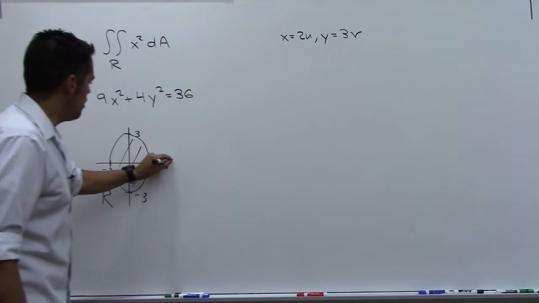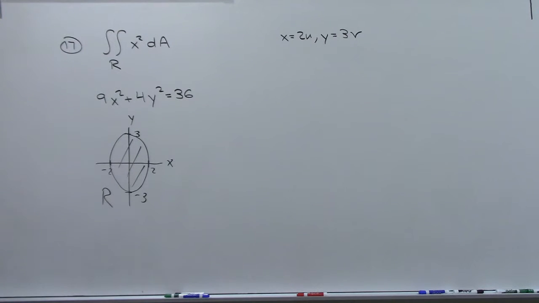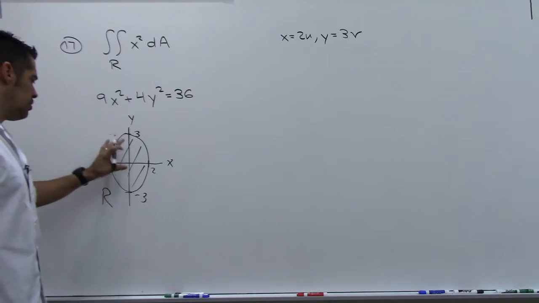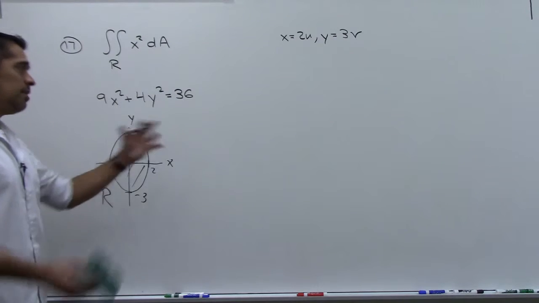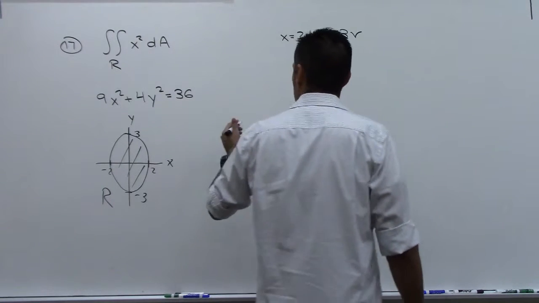And this is the xy plane, so those are our two variables. And we're going to convert over to the UV plane. So we're going to transform this region into something that hopefully will be nicer. So let's go ahead and take a look real quick at what the transformation is.